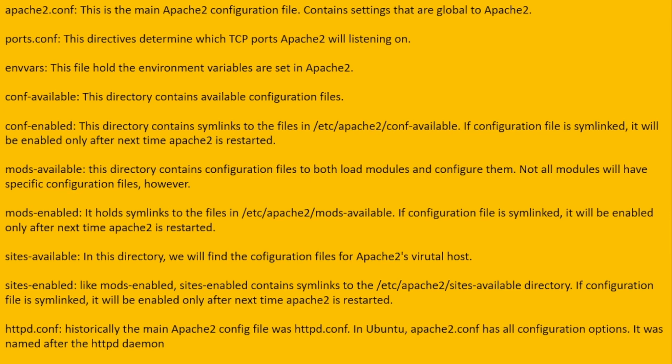So whenever we are creating any symbolic file, we have to restart our Apache web server to enable it. The httpd.conf file is a historical file in Apache 2; the conf file was httpd.conf. In Ubuntu, apache2.conf has all the configuration options. It was named after the HTTP daemon.